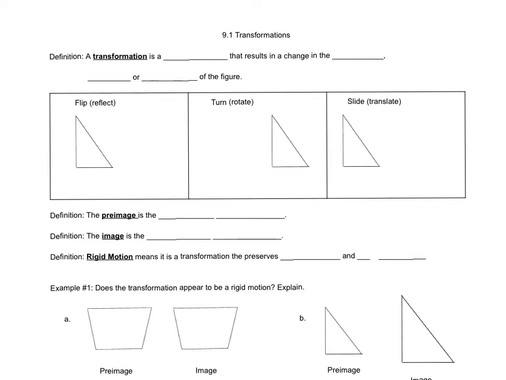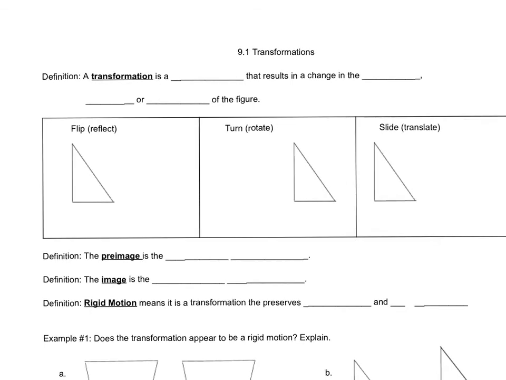So, starting with a transformation itself, we say a transformation is a mapping that results in a change in the position, so where it is, position, or shape or size of the figure. Okay, so it can undergo a transformation.